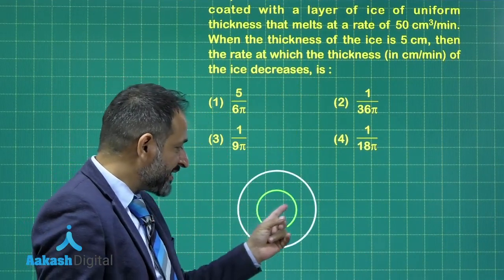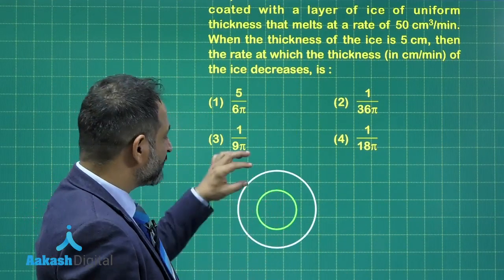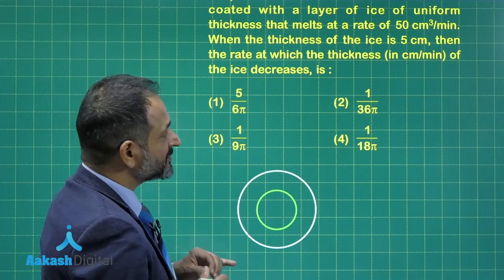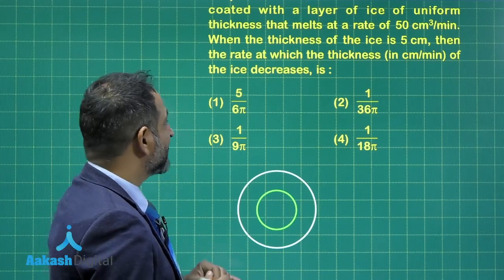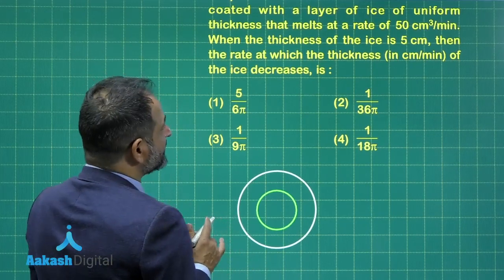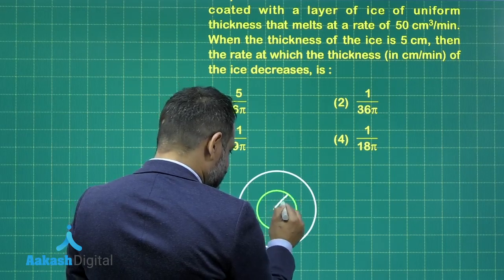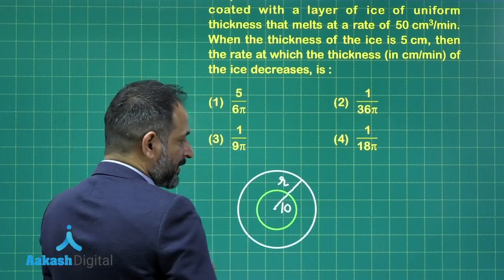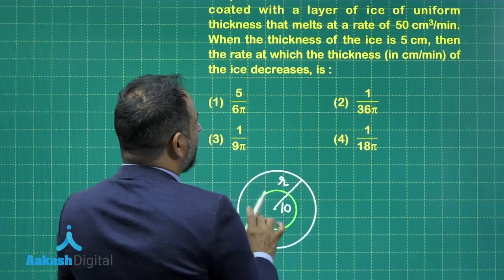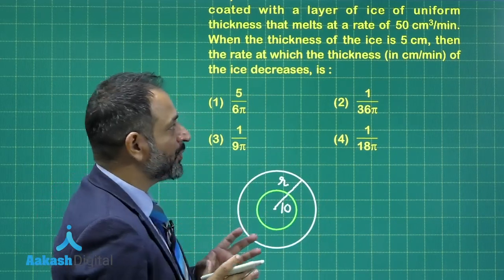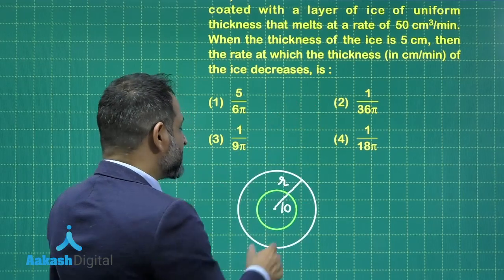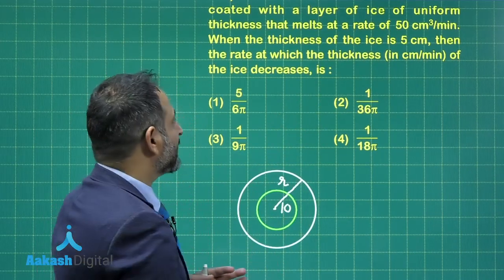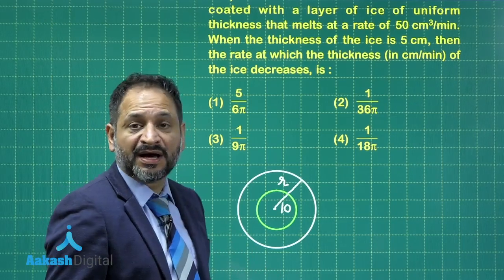It is given that this is the spherical iron ball which is coated with ice of uniform thickness, and this ice is melting. What we have to calculate is, when the thickness of the ice is 5 centimeter, the rate at which the thickness of the ice decreases. We have this radius as 10 centimeter, and let us assume the thickness at any point is r. What is given to us is that the rate of decrease of volume is 50 centimeter cube per minute. That means we have to calculate the volume of the ice at a particular time, then only can we calculate the rate at which the thickness is decreasing.